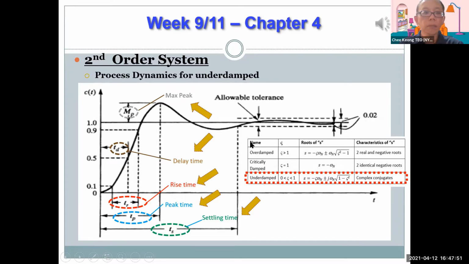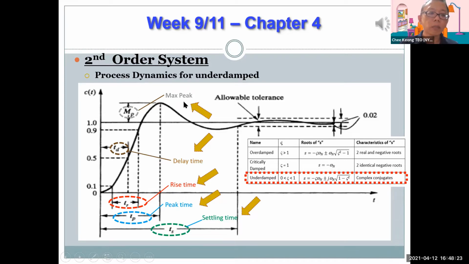And because of this fast rise time, we've got to characterize the maximum peak, the delay time, the rise time, the peak time, and the settling time carefully so that you won't have a system that turns from a stable system into an oscillatory system, because there is a tendency, if you are not careful, you might turn it into an oscillatory system even though it's faster, right? So these are the few key parameters we always look at.